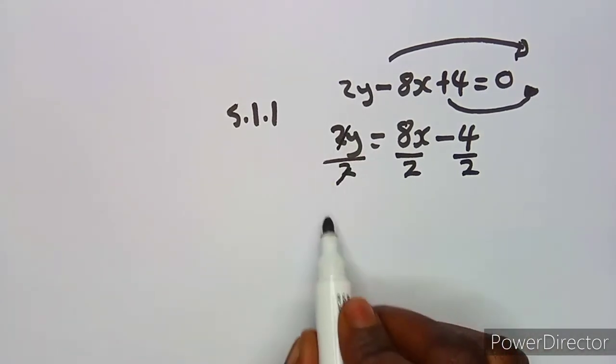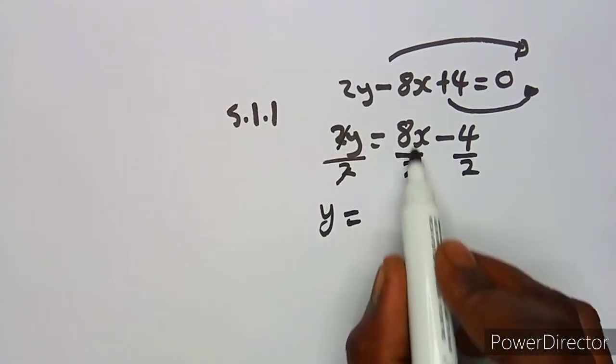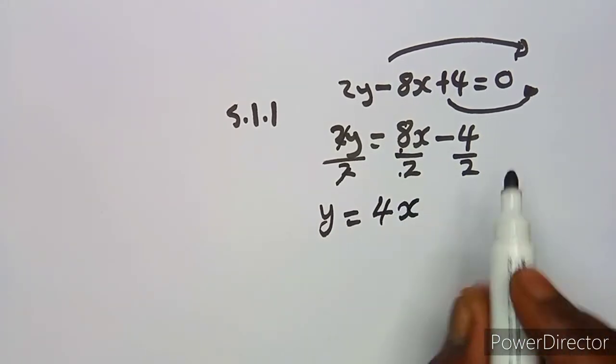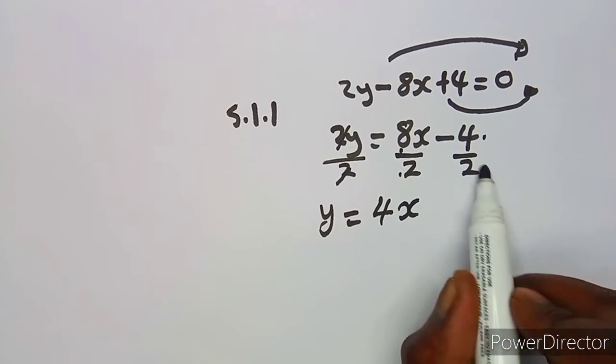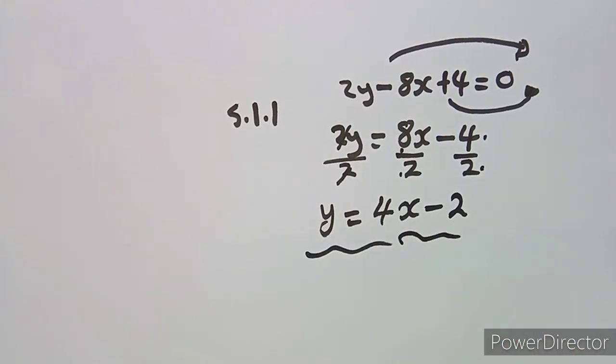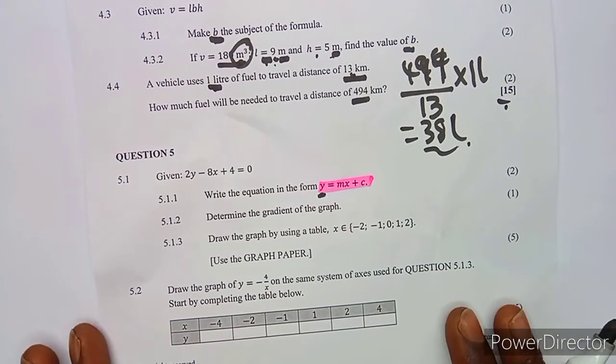So that means you're going to obtain y, which is equal to 4x. Then you've got 4 divided by 2, which is minus 2. So that is going to be the concept there, where 4 is the gradient and minus 2 is the y-intercept. All right.